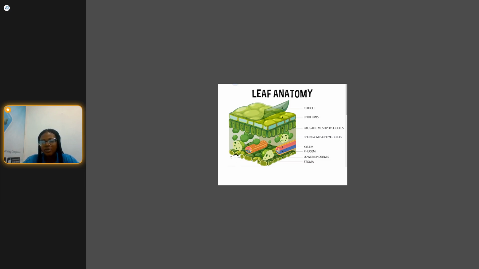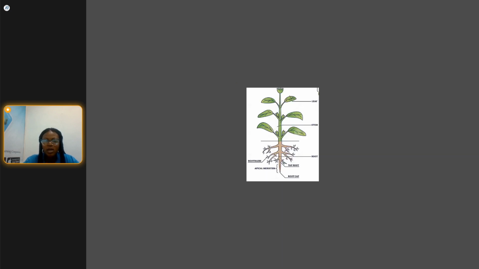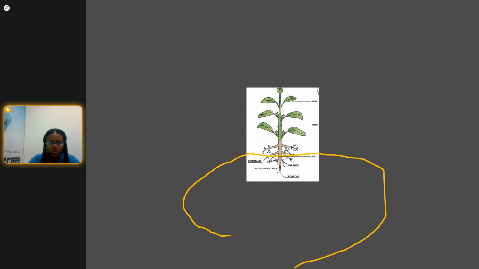We all know the leaf of plants, all right? But let me assume that we don't know the leaf. So let me go back to the flowering plant I showed you earlier. This is our flowering plant. We have talked about the root. We have talked about the stem, which is this middle. And now we want to talk about this. This is what we call the leaf.